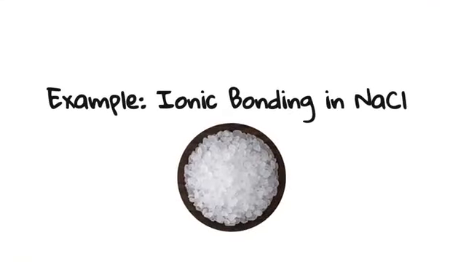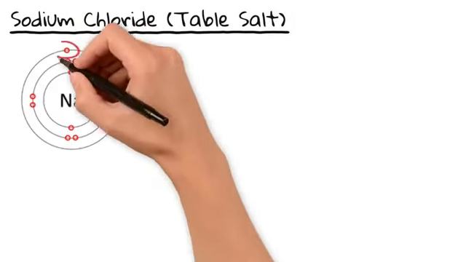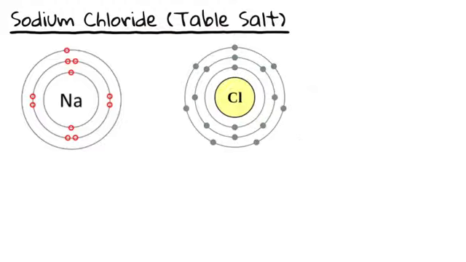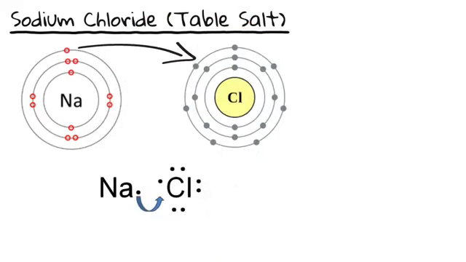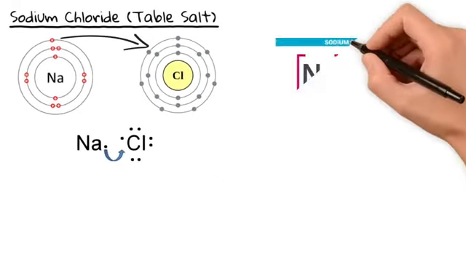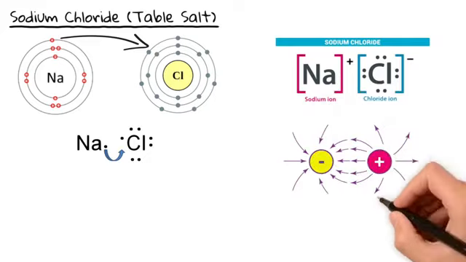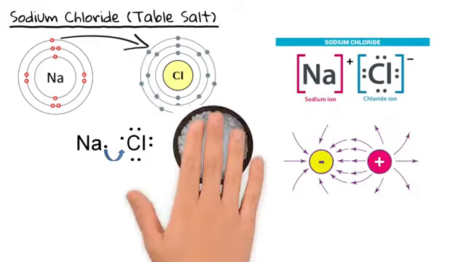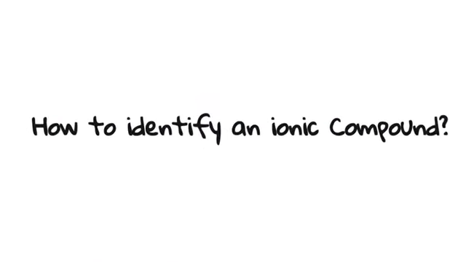Let's take a look at a real-world example. Table salt. Sodium is a metal with 1 electron in its outer shell. Chlorine is a nonmetal with 7 electrons. Sodium loses its 1 electron, forming an Na+ ion, and chlorine gains that electron, forming a Cl- ion. The Na+ and Cl- ions attract, forming an ionic bond. And just like that, you have sodium chloride or table salt.